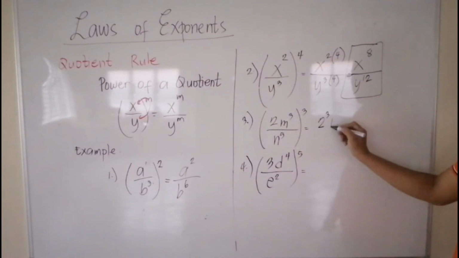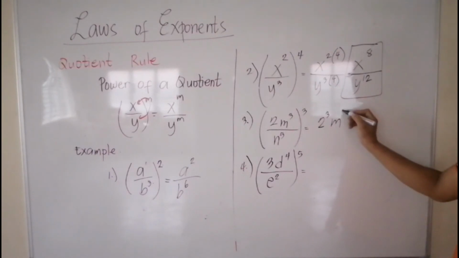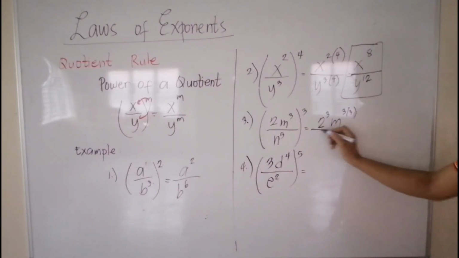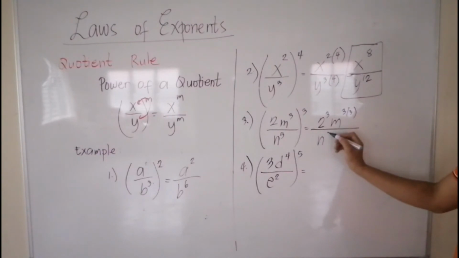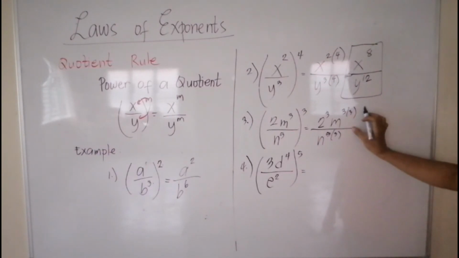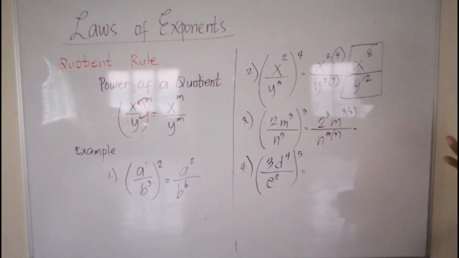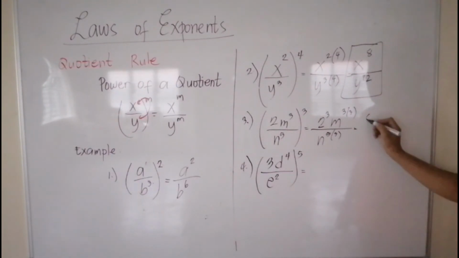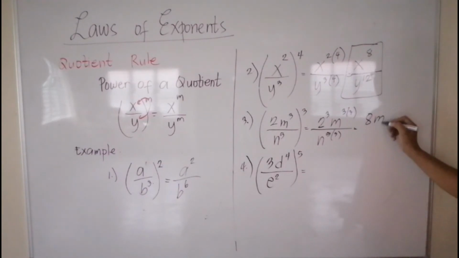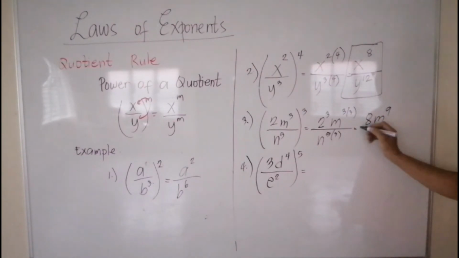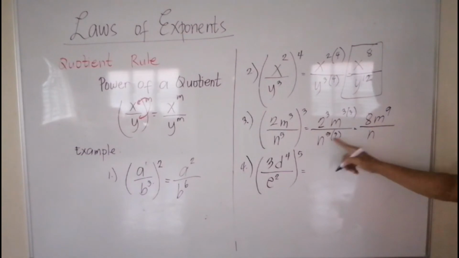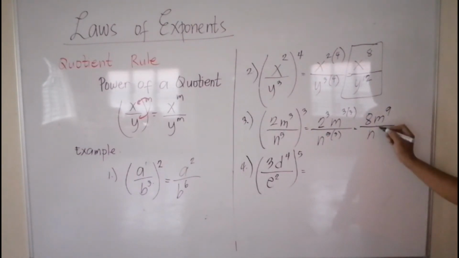And now, how about yung m? So 3 times 3, over yung n natin na 5 times 3. So our answer is, so 2 raised to 3, 2 times 2, 4 times 2, 8. Okay, then m raised to 3 times 3, 9, over n, and 5 times 3 is equal to 15. Okay, ganyan na po pagsosolve natin.